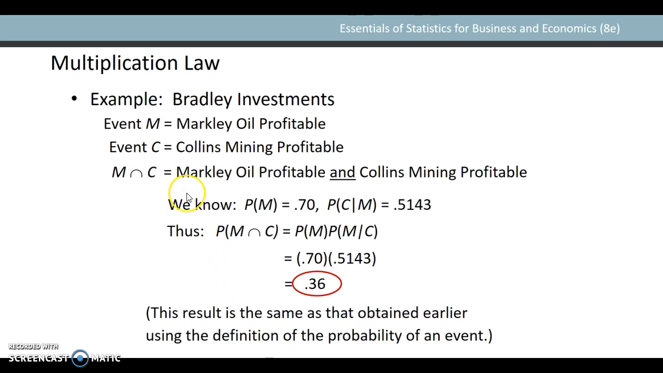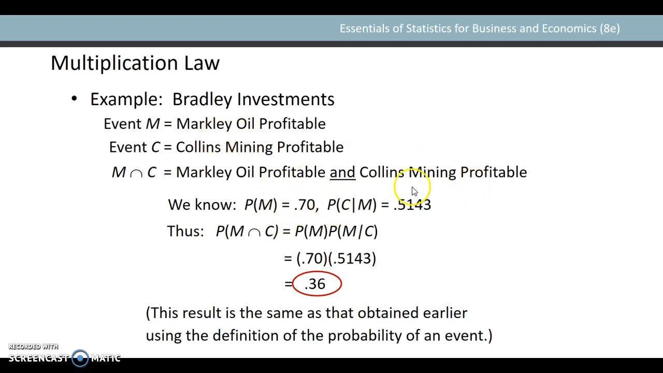And here we have Markley Oil and Collins Mining again. We want to know the probability that both of them are profitable, that Markley and Collins. That word "and" is key to multiplication. If it's "or", you know you're going to use the addition rule. The word "and" is important. That tells us multiplication law.